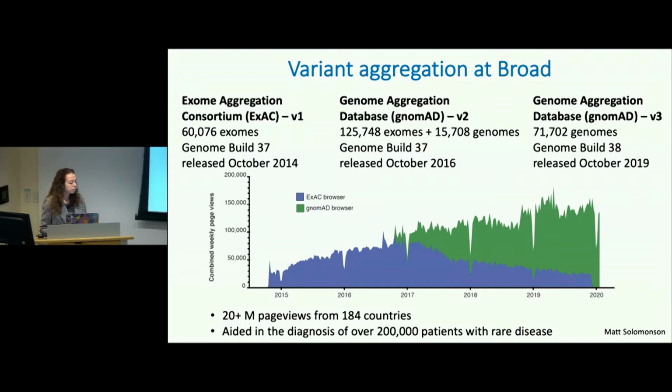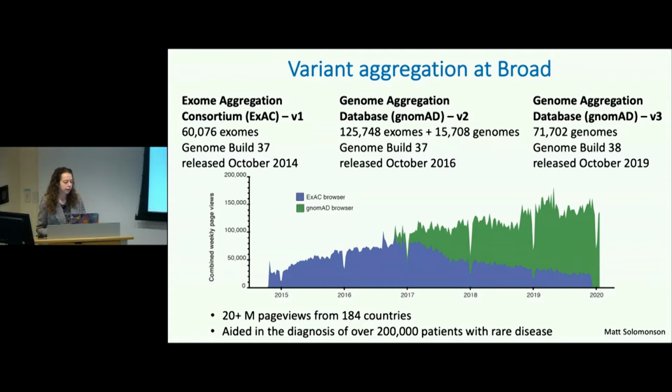So the first release was in 2014 with the Exome Aggregation Consortium, or ExAC, which had 60,000 exomes and was an order of magnitude larger than the previously available reference population databases, and really became the gold standard kind of overnight in the field. This is the graph showing you the usage of these databases over time, and you can see right when it was released, everyone was checking it out. It was really hugely needed in the field for a long time before we had it.